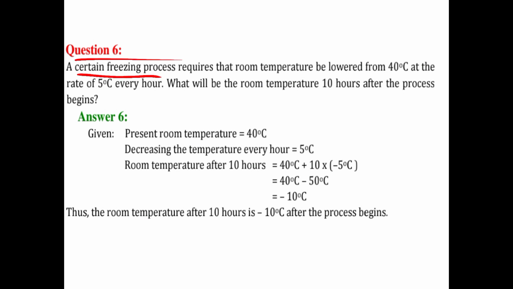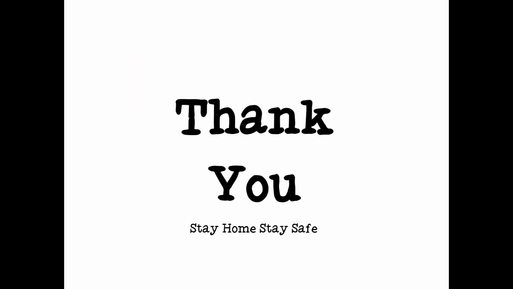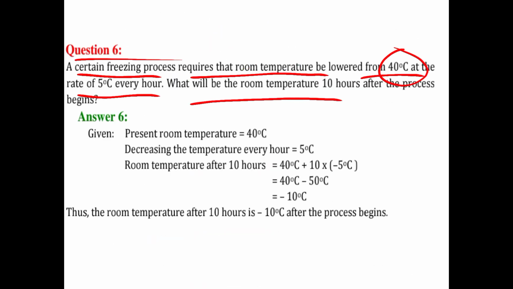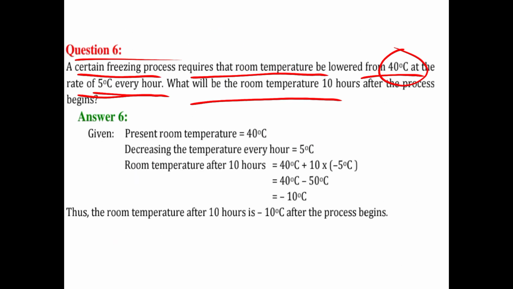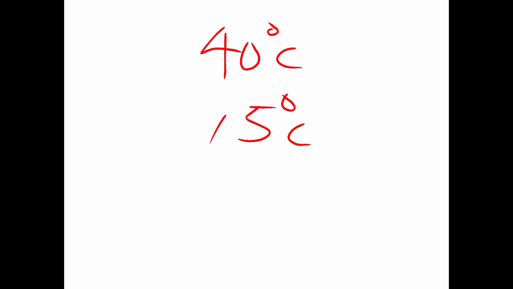A certain freezing process requires that the room temperature be lowered from 40 degrees centigrade at the rate of 5 degrees centigrade every hour. What will be the room temperature 10 hours after the process begins? The present temperature is 40 degrees centigrade. We have to lower the temperature at the rate of 5 degrees centigrade for 10 hours, so we can multiply by 10 here.